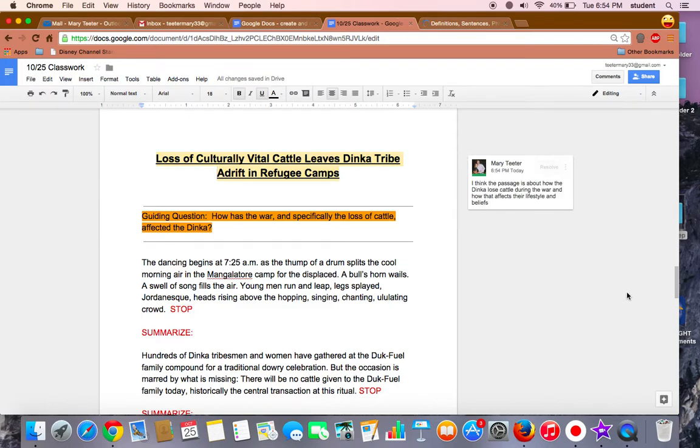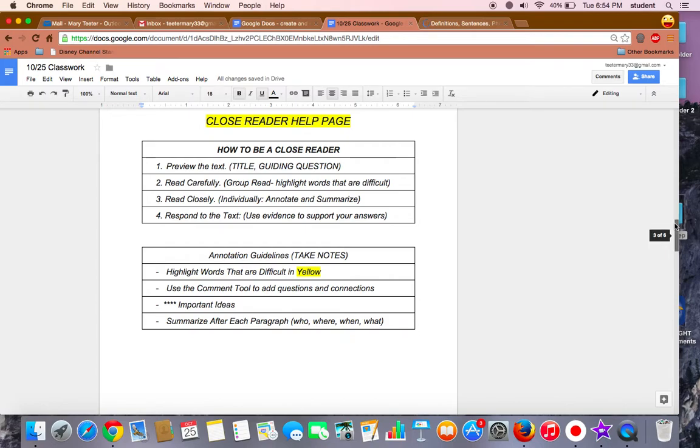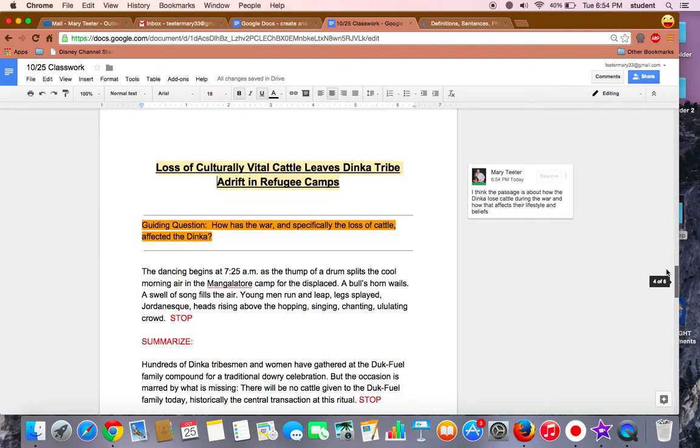So now all I've done is I've made a prediction based off of that, and I'm ready to move on to step 2. Step 2 is I'm going to read it carefully. Typically we would do it as a group, and I'm going to highlight words that I think are difficult or that I don't understand. And since I can't read it as a group, I'm just going to read it independently. And I'm only going to do one small section of the text, but you would, for the most part, go through the whole text once through step 2.